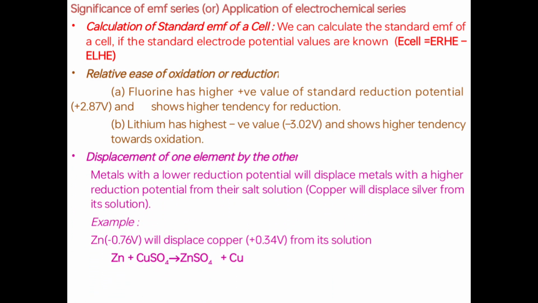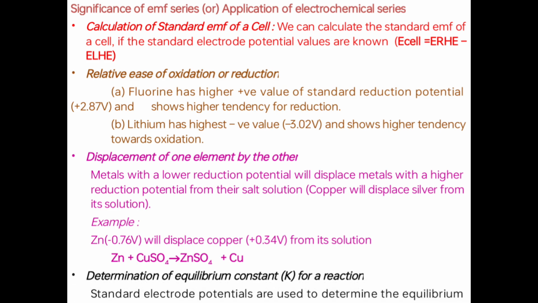Displacement of one element by another metal. Metals with lower reduction potential will displace metals with higher reduction potential from their salt solution. Copper will displace silver from its solution. Example: Zn, minus 0.76 volt, will displace copper, plus 0.34 volt, from its solution. Zn plus CuSO4 gives zinc sulfate plus copper.